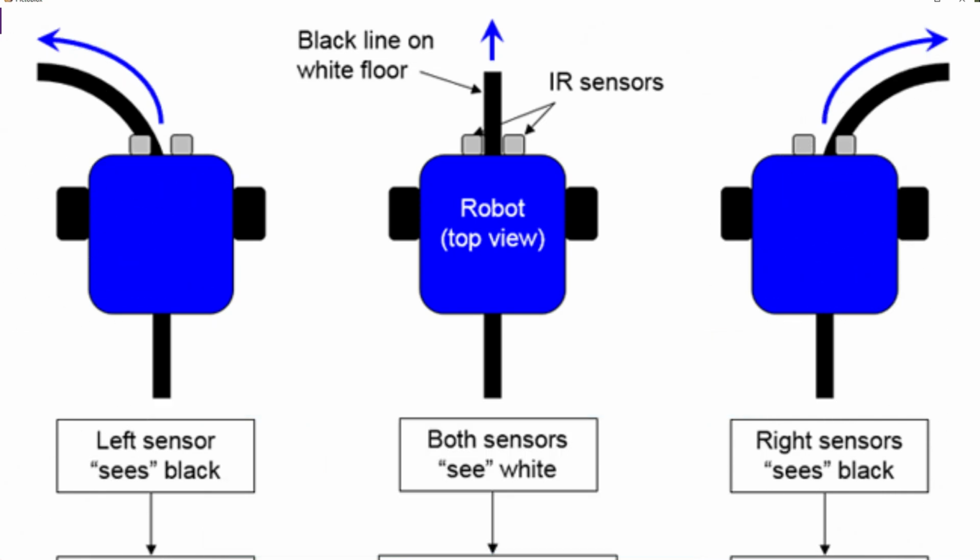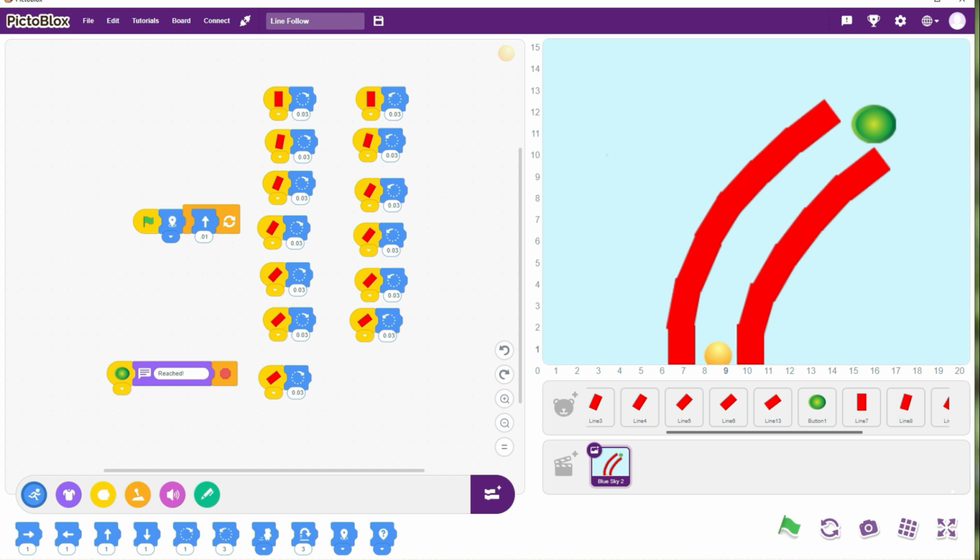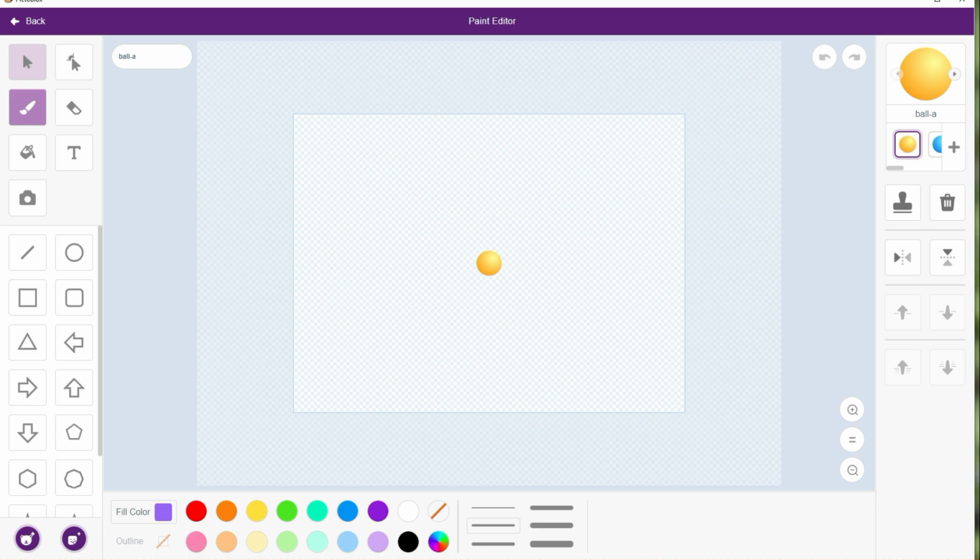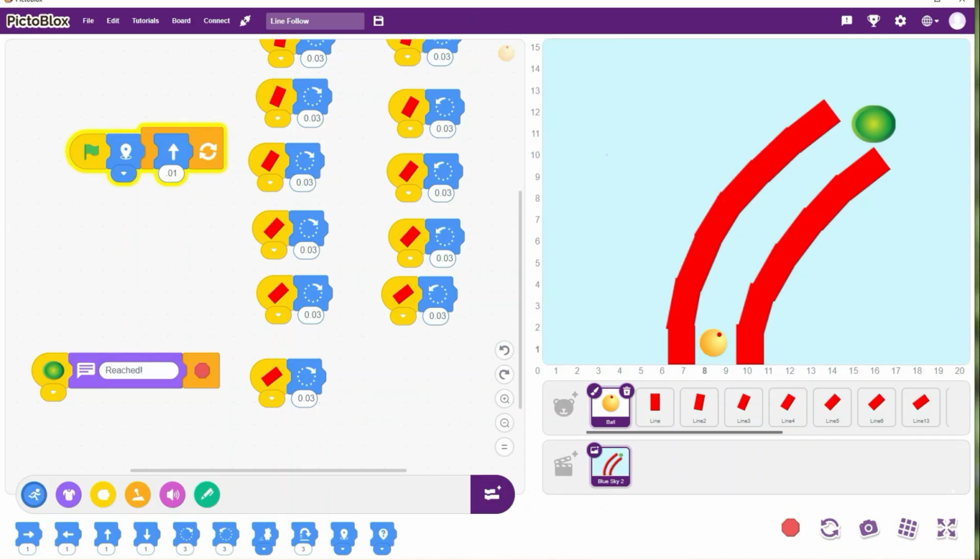Hello everyone, here I am trying to simulate a line following robot concept. Before we can start, let's put a dot on the ball so that you can see which direction the ball, which is our robot, is moving in and how it is turning.